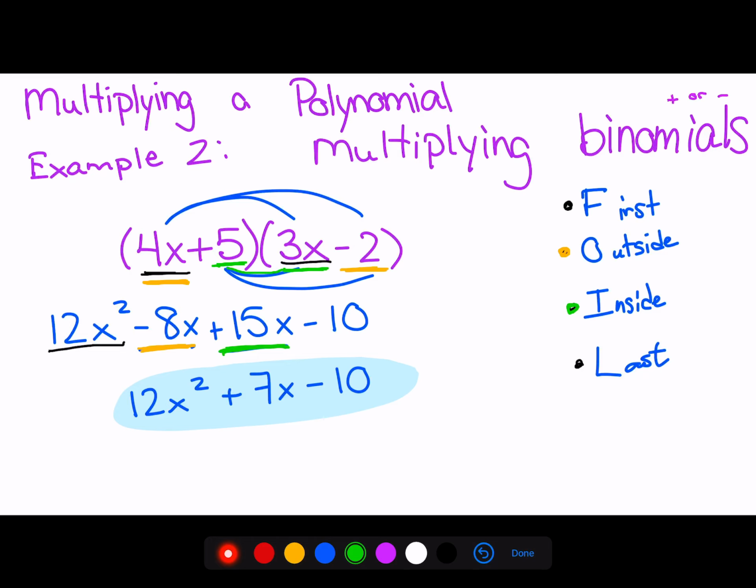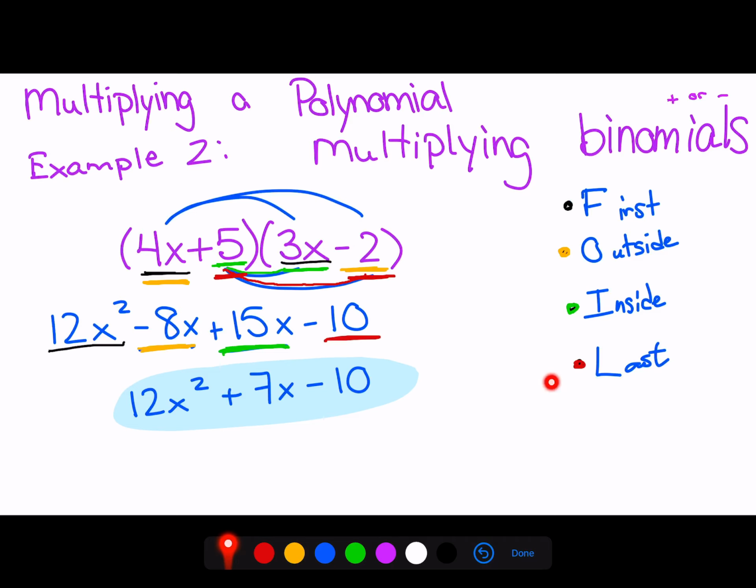And then our final one is last. So my last terms, let's think about this. They're the last terms in both bubbles. So this is my last term in the first bubble. This is the last term in my second bubble. So I multiply positive 5 by negative 2, which will give me negative 10. So that's the order of operations for multiplying binomials. First, outside, inside, last. FOIL.